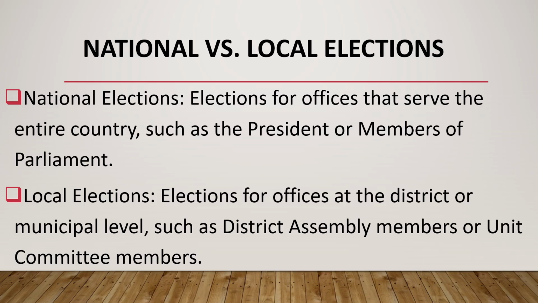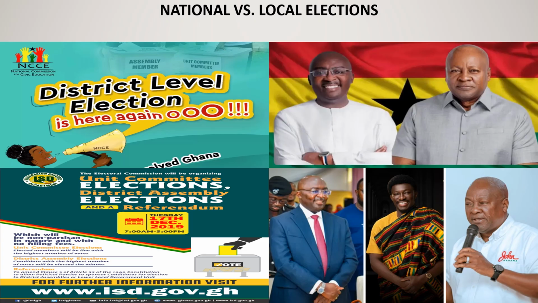That is it for that, and then you realize that when it comes to the time frame, as I said, for the national one it is every 4 years, and the local level too is every 4 years. But it must be at least 6 months apart from the parliamentary elections. And then the next slide is where we see a flyer, which is an announcement of all the district assembly elections, to create awareness by the National Commission for Civic Education for people to take part in this particular process.